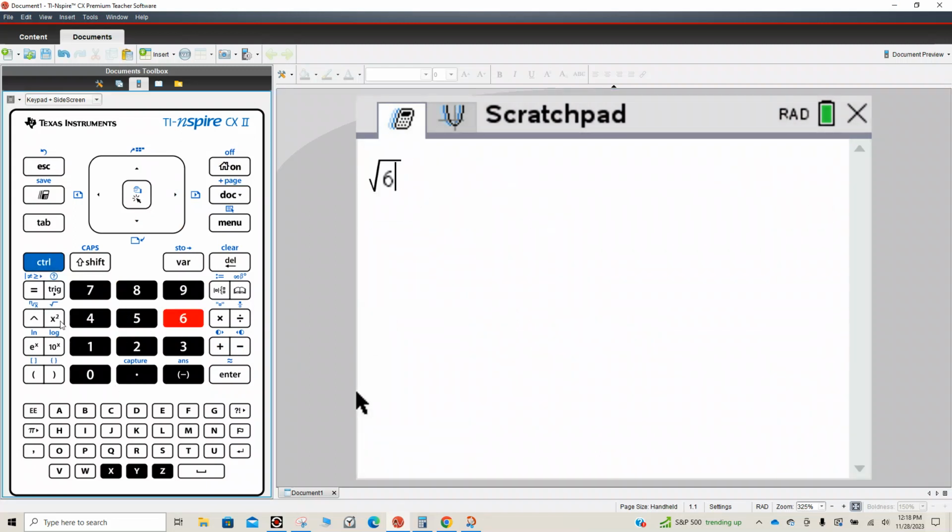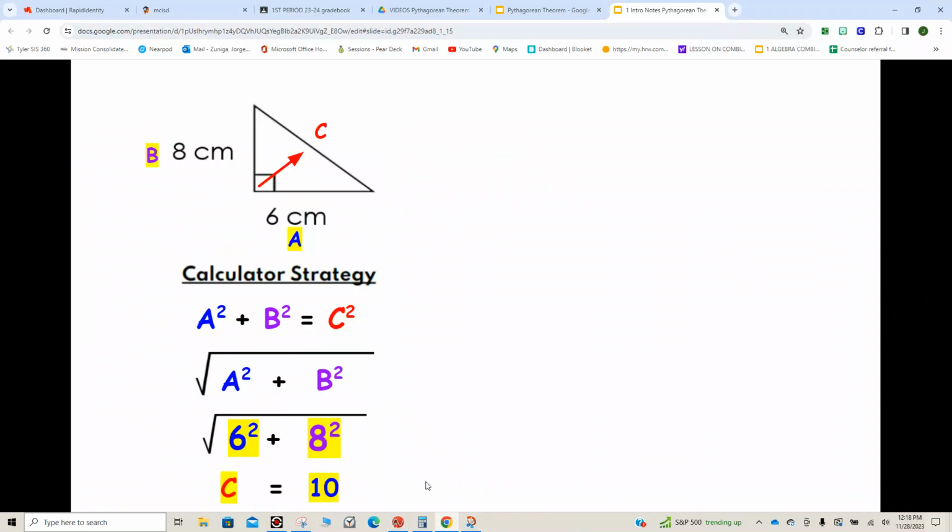We put 6 squared plus 8 squared. And the answer is 10. It's my answer, and that's the answer that we got in the previous one, right? All right, so let's go ahead and now move on to the last example.